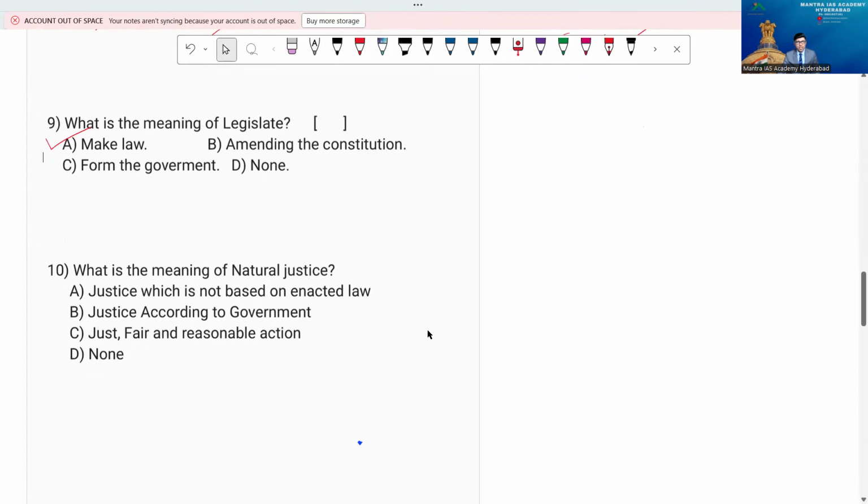10th one. What's the meaning of natural justice? Justice is a word we use very frequently in every aspect, because whenever any person is involved, in any angle, first of all there must be natural justice. So he has to be asked what the reason is, something like that. So option A, justice which is not based on enacted law. B, justice according to government. C, just, fair and reasonable action. That's what it is. So the option is C, beta, remember.